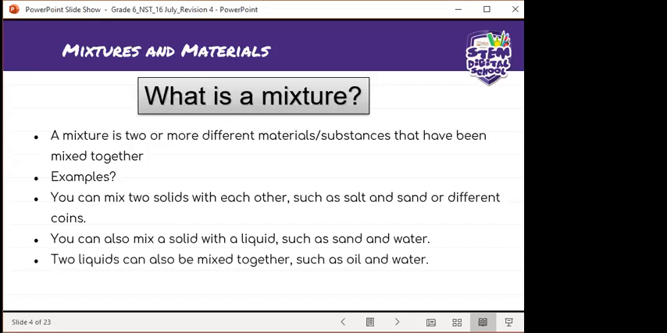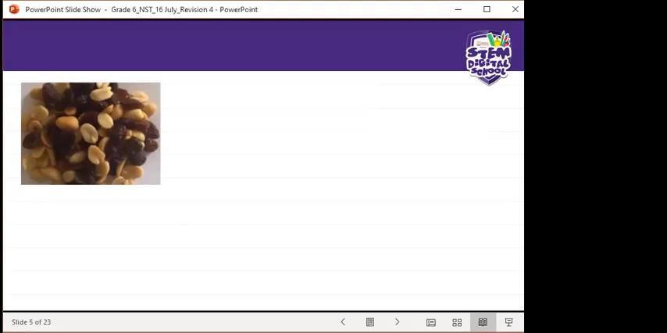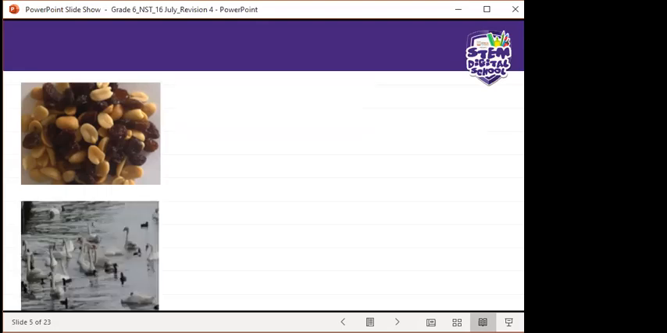Next point that we have, it says you can also mix a solid with a liquid. An example would be ice mixed with cool drink, or another example is sand and water. Then we can also mix two liquids together, such as oil and water. Here we have some examples that were mentioned. I believe Kamohelo said peanuts and raisins. Here we have ducks and water.